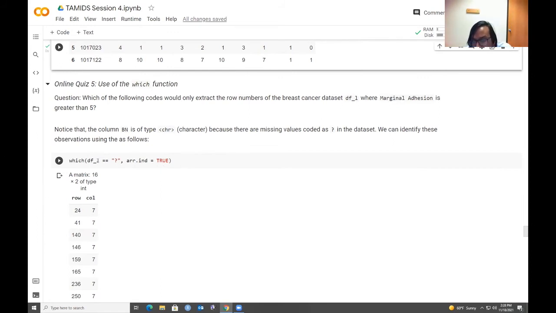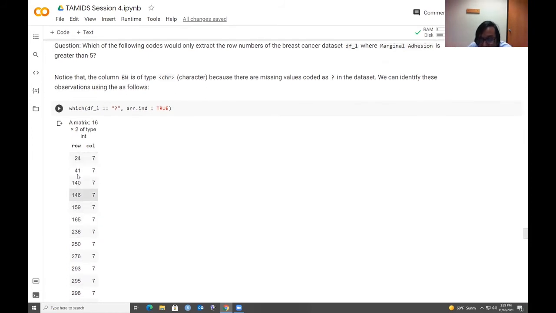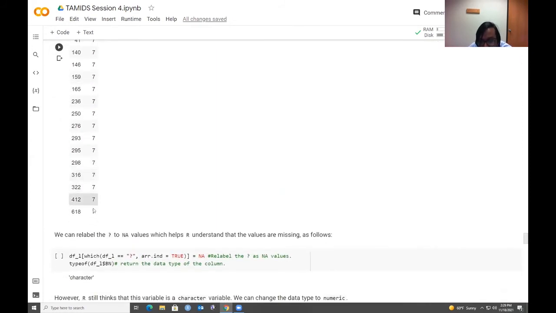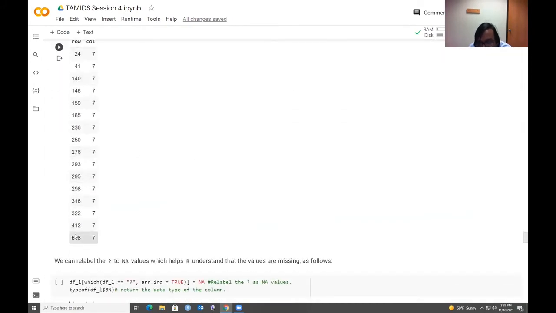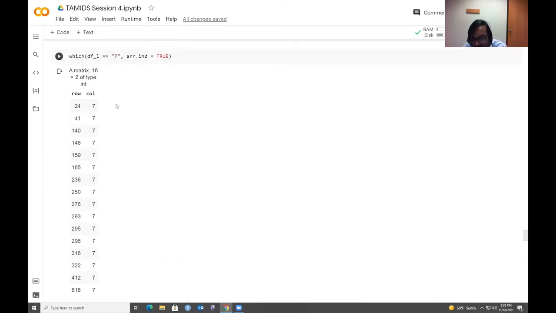Notice that df_L is not a vector, it is an array. It is the entire data frame, and we are checking for all the combinations of rows and columns where there is missing data throughout the data set. And arr.ind equal to TRUE returns to us the indices of the array where we have the missing values coded as question mark. So notice that all the missing values are in column number 7, that is the BN column. And we have several different rows for which we have the missing observations.